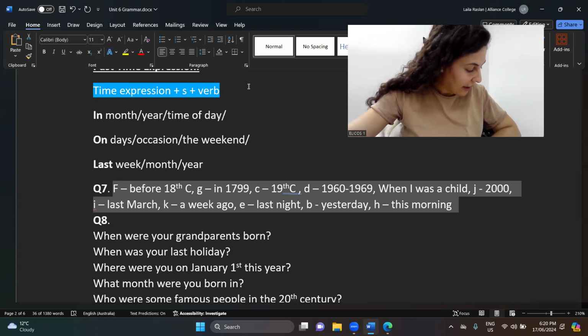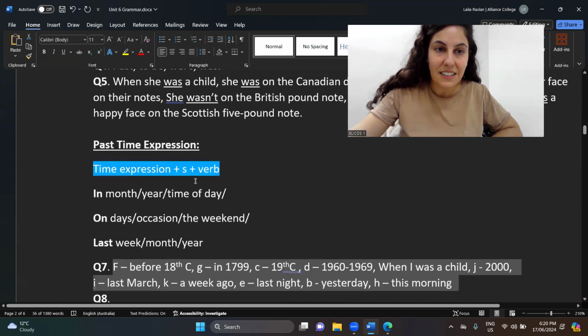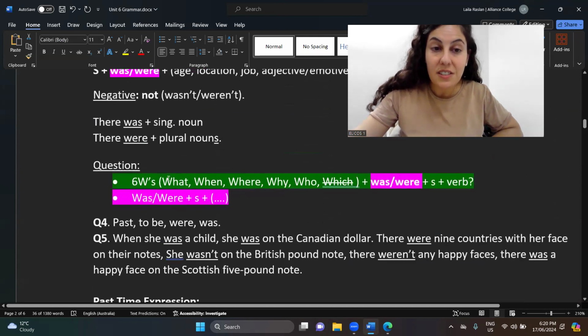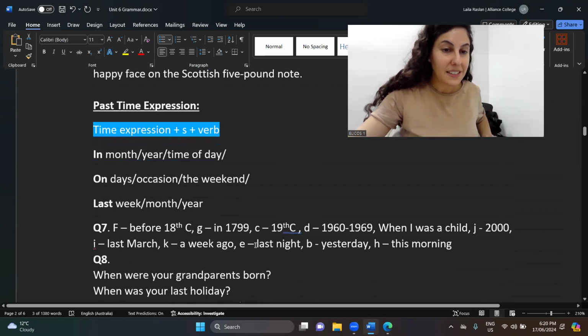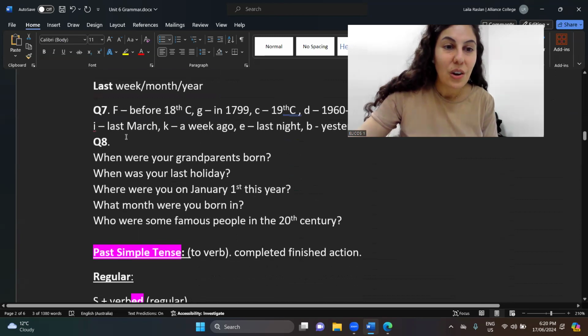Now, we can also do questions. As I said, I showed you before. Questions, we can start with the W. What, when, where, why, who, then the verb to be, and then the subject and the verb. Or maybe you can start straight away with the verb to be, and then the subject. So let's make some sentences. Number 8, when were your grandparents born?